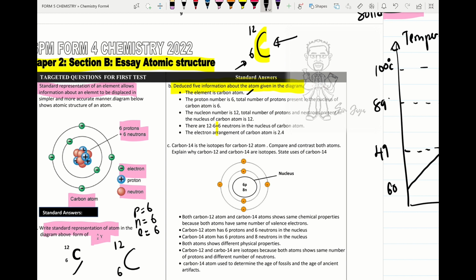Second, we have to mention the number 6, which is the proton number. The proton number is 6. So we have to describe what the proton number is. The total number of protons present in the nucleus of carbon atom is 6. Next, we describe the nucleon number. The nucleon number is 12. The total number of protons and neutrons present in the nucleus of the carbon atom is 12. Then 12 minus 6, it has 6 neutrons. So there are 12 minus 6, 6 neutrons in the nucleus of carbon atom. And for the electron arrangement, we use the proton number. The electron arrangement of carbon atom is 2.4.